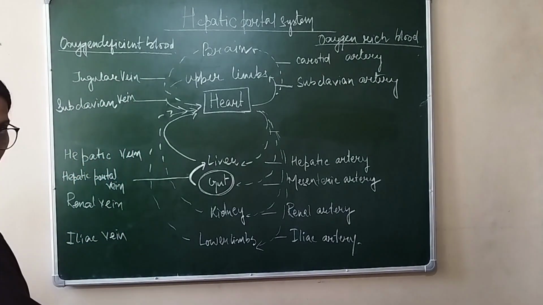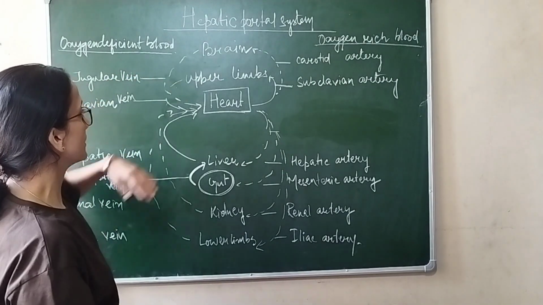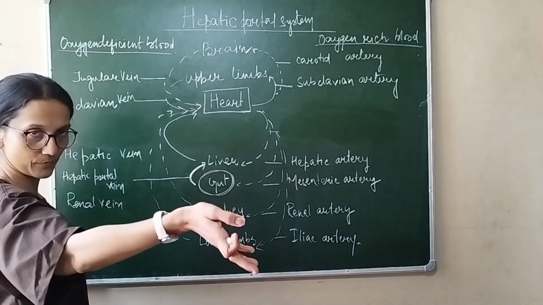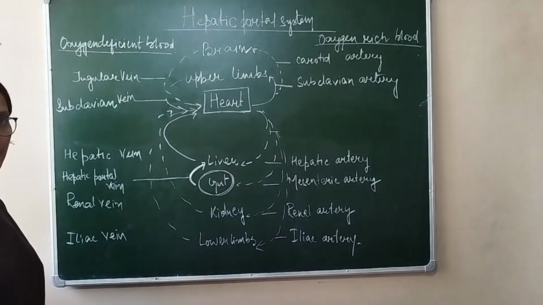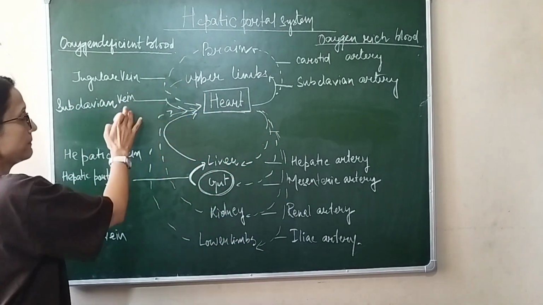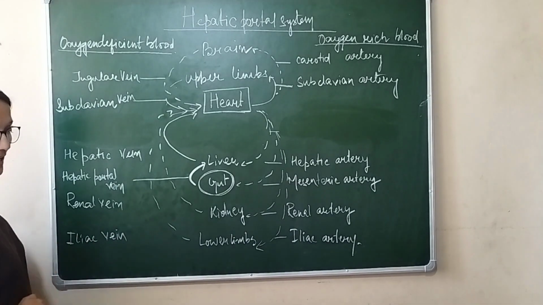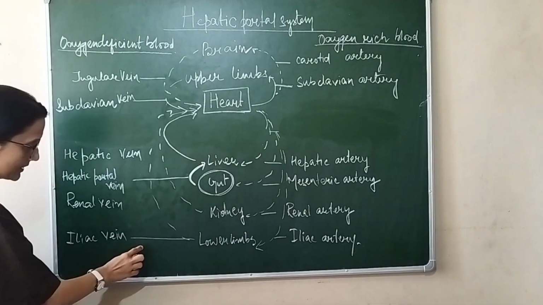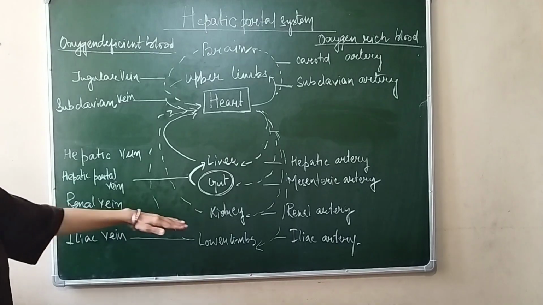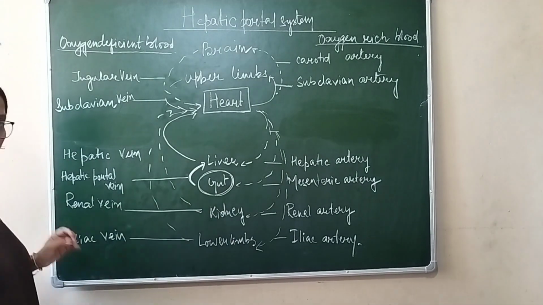Now let's see this side. From your brain, the oxygen deficient blood is carried or brought back to the heart by the jugular vein, from the upper limb by subclavian vein. Now let's go down from your lower limb by iliac vein. Here is the lower limb and this is the iliac vein. Then from your kidney by renal vein.